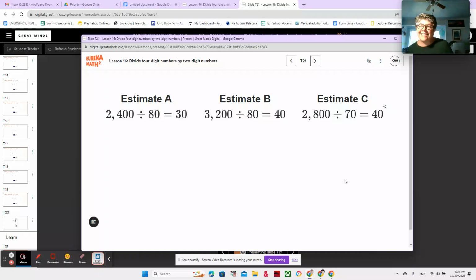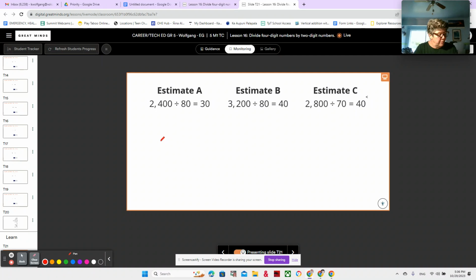Right, here we are on lesson 16. And as you can see, we have 3 estimates in front of us. You can also see that we have 4 digits divided by 2 digits, and that's what we're working on in lesson 16. So these are all estimates for 2,792 divided by 76. All right. So what do you think student A, student B, and student C were thinking when they came up with these estimates?